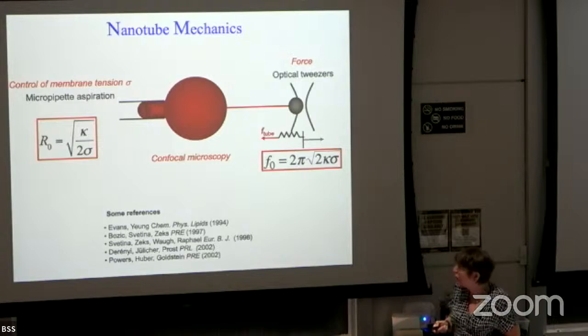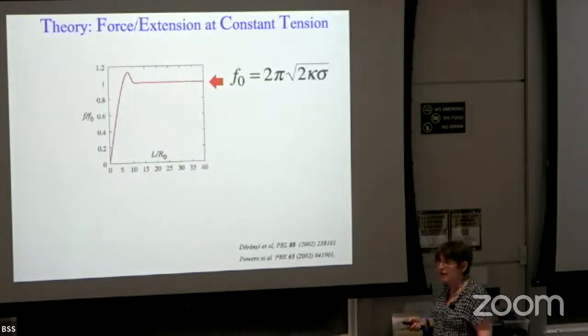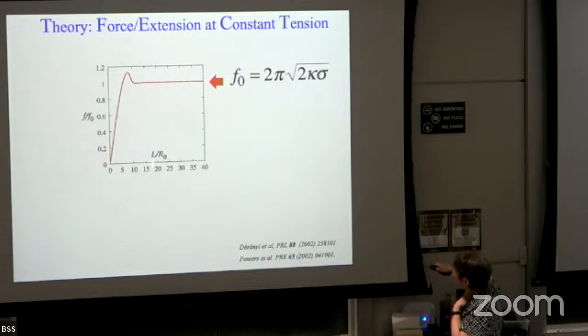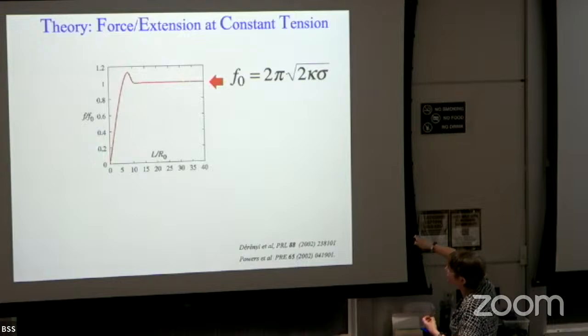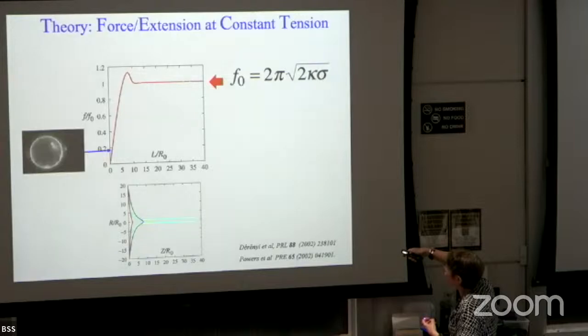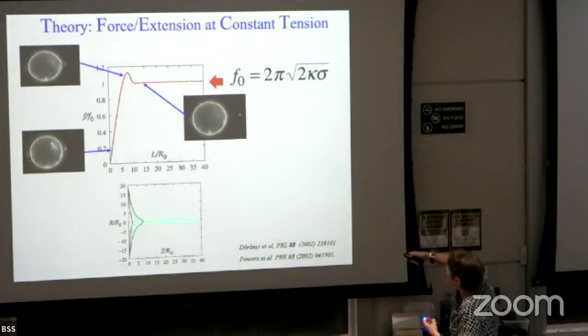So this has been calculated directly, theoretically, excuse me. And this is what different people, like Jacques Prost and Ray Goldstein at the time, calculated: the variation of the force as a function of the extension. So when you move the pipette away, you first deform your membrane, and you can see that the force is increasing linearly. And maybe I will show you some images.